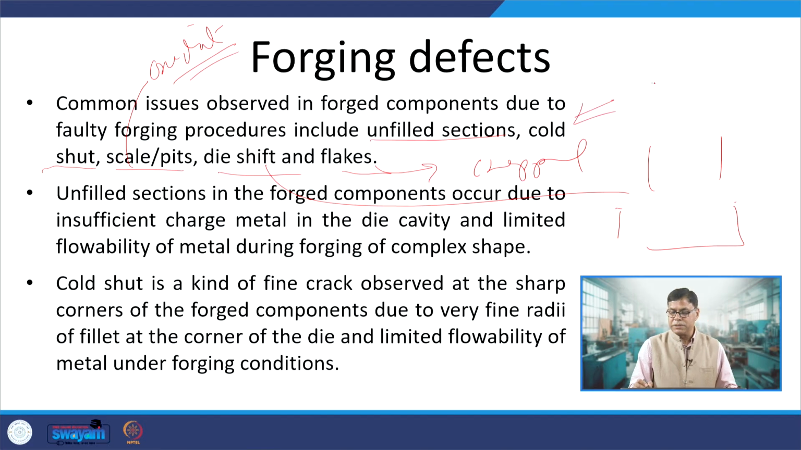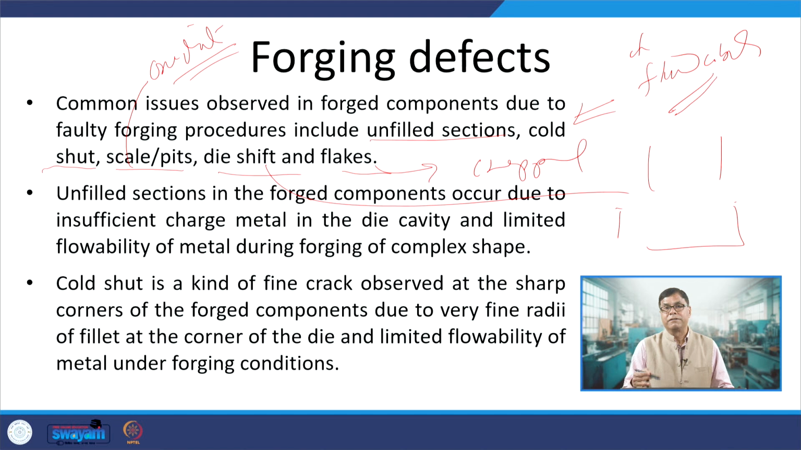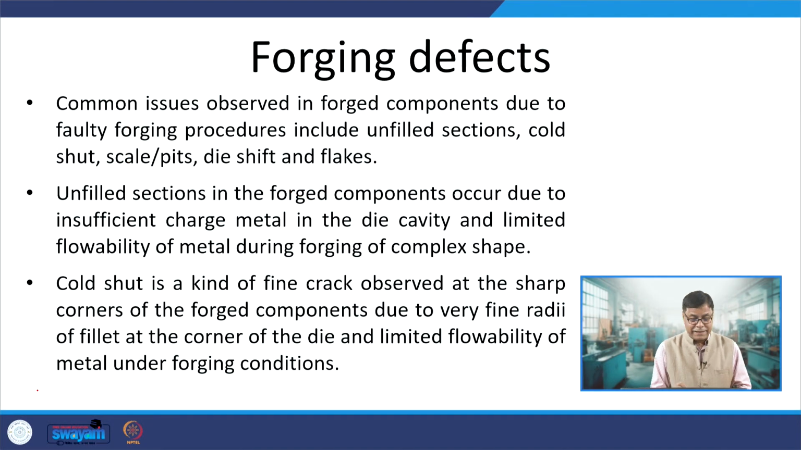Cold shut happens due to the low flowability of the metal, leading to a crack-like defect at the corners where the flowability of the metal is very limited, and an unfilled section occurs when the stock material being used to fill a given cavity is limited. So, a few unfilled sections will be left, or the metal has very limited flowability, so it is not able to flow and fill each fine section of the die cavity. So, that is about the broad reasons behind each kind of defect.